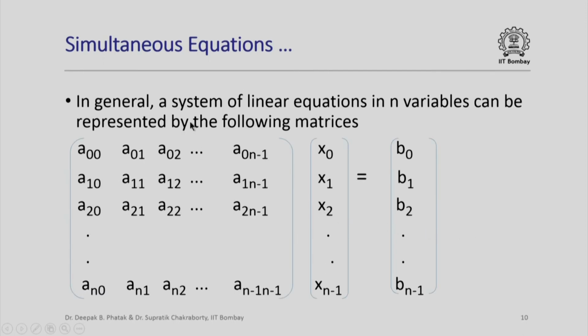Coming back to generalized simultaneous equations, a system of linear equations in n variables we now can represent by the following matrices. This is one matrix which is an n by n matrix. The coefficients in the C++ style are A00, A01, A02 to A0n minus 1, A10, A11, etc., and the variables are named x0, x1, x2, x3, xn minus 1 which are naturally elements of a one dimensional array containing n unknown variables. This represents the right hand side, which are standard numerical values, again making a one dimensional array.